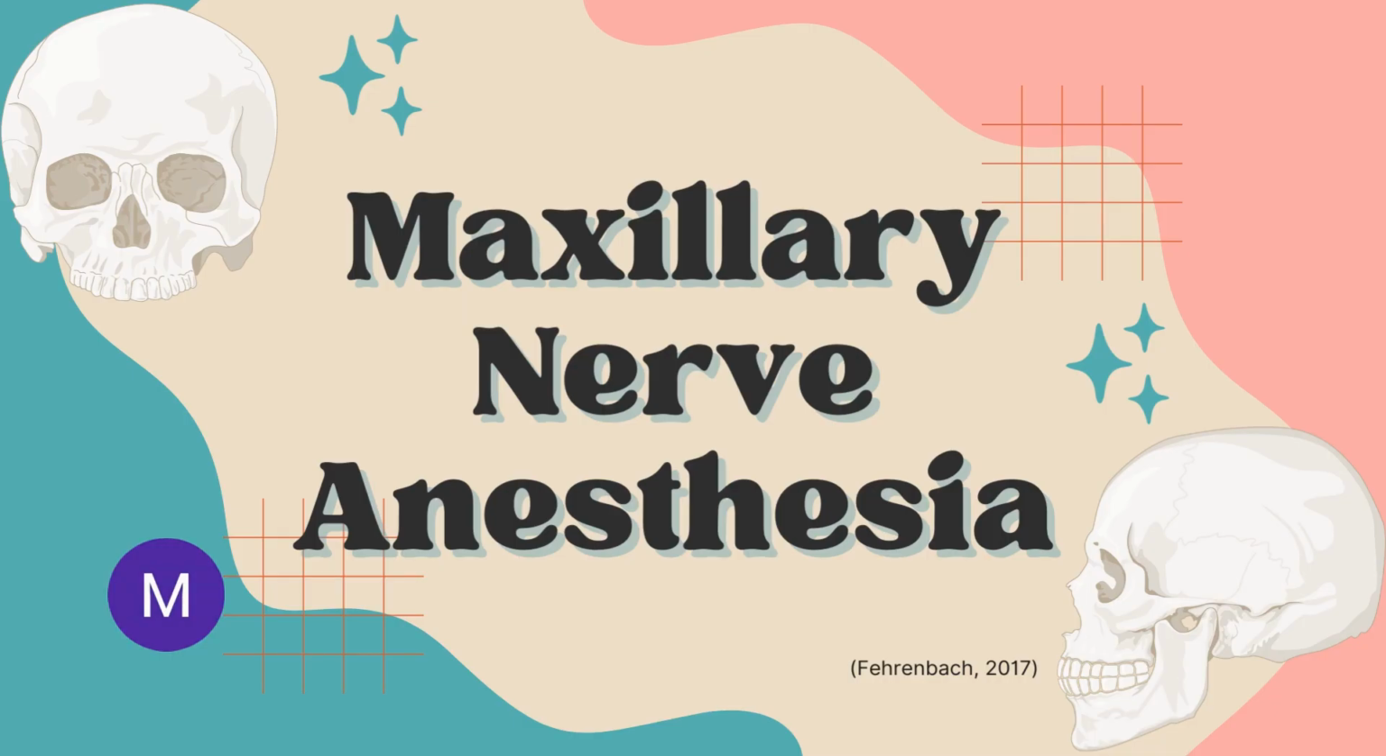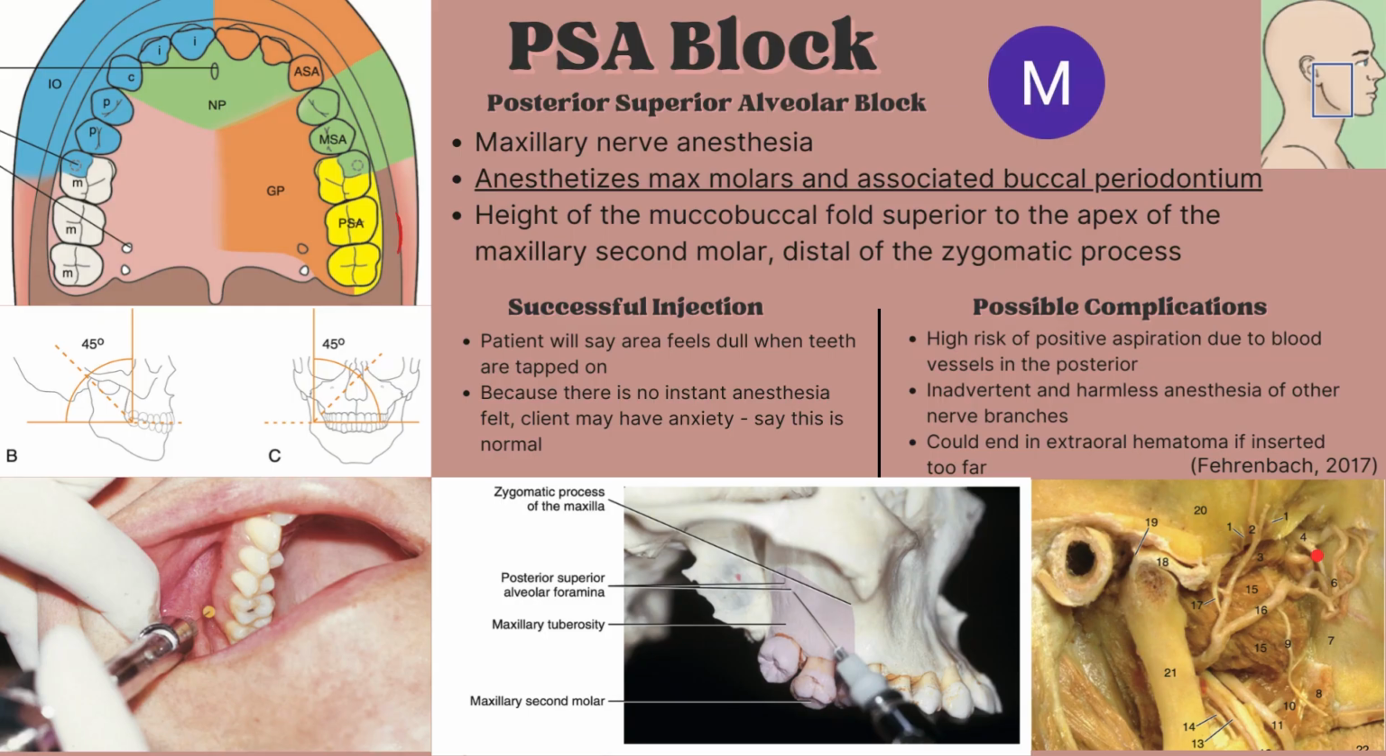Okay, so we're just going to start off with maxillary nerve anesthesia. So we are starting off with the PSA block, otherwise known as a posterior superior alveolar block. It's a maxillary nerve anesthesia. It anesthetizes the maxillary molars and associated buccal periodontium, including the gingiva within one maxillary quadrant. This injection is not really used as much because it can be replaced with other injections such as the greater palatine, but it is good for people who just feel pain in either one of these areas of the teeth. Really good for debridement as well, especially if these areas are sensitive, painful, and whatnot.